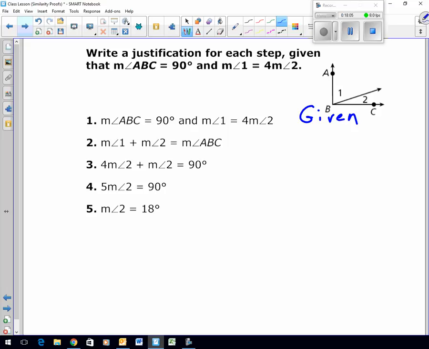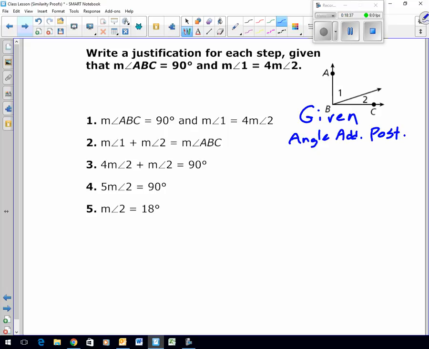This is going to take you back to the beginning of the year. We call this the angle addition postulate. The angle addition postulate tells me that the sum of two interior angles equals the measure of the angle that creates them. Okay? Alright.